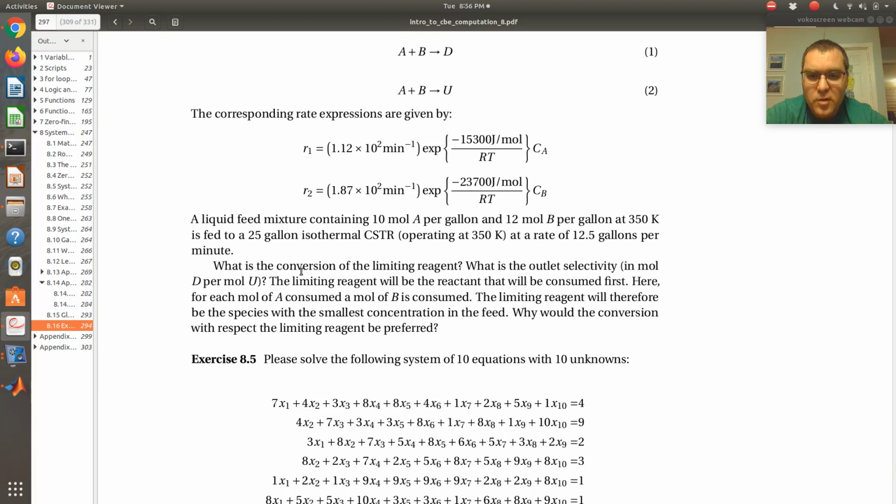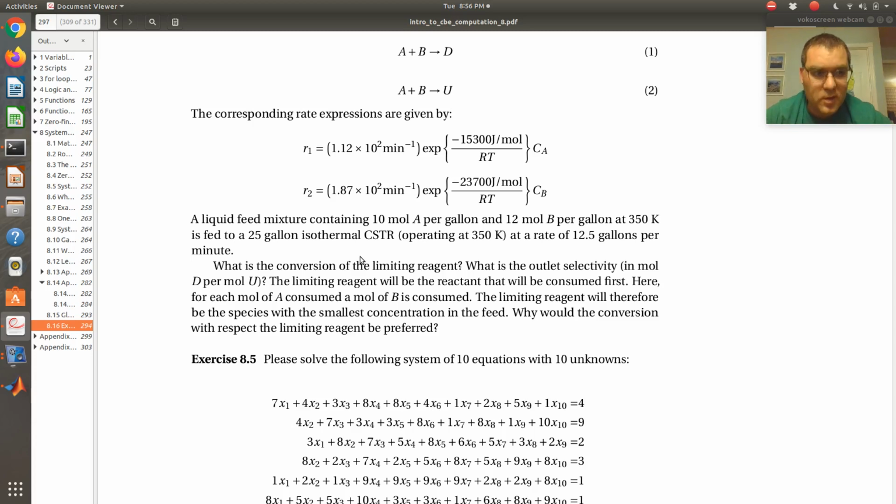So conversion of the limiting reagent. That's our fractional conversion of the reagent that's present in the smallest amounts. In this case, it'll be A, since it's 1-to-1. And yeah, that's it. So it just wants the fractional conversion of A. And then we want the selectivity of D relative to U for that specific tau.